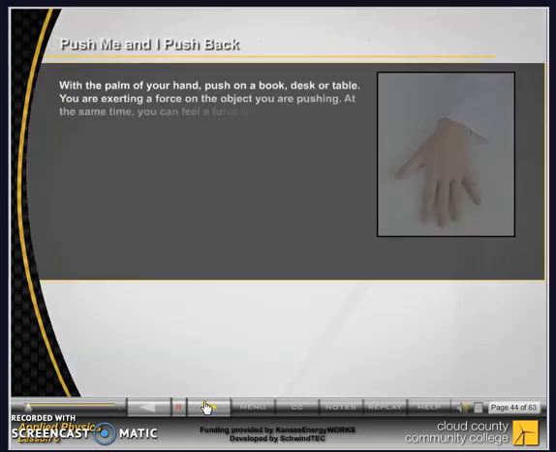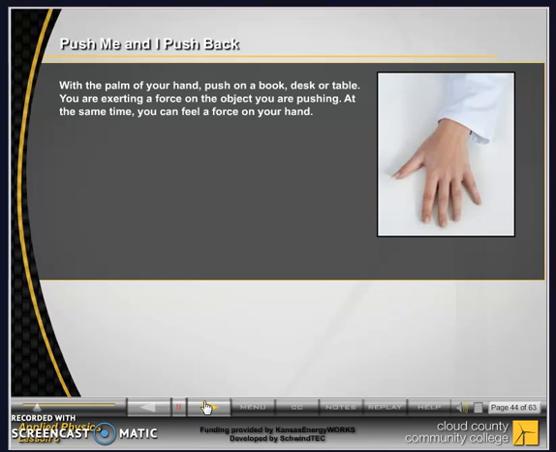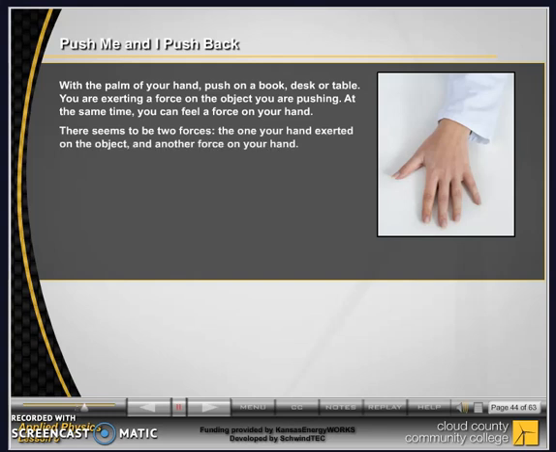For example, with the palm of your hand, push on a book, desk, or table. You are exerting a force on the object you are pushing. At the same time, you can feel a force on your hand. There seem to be two forces: the one your hand exerted on the object, and another force on your hand. What is the relationship between these forces?